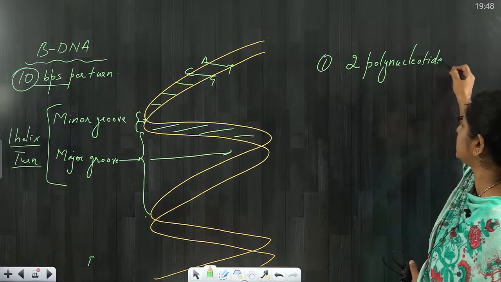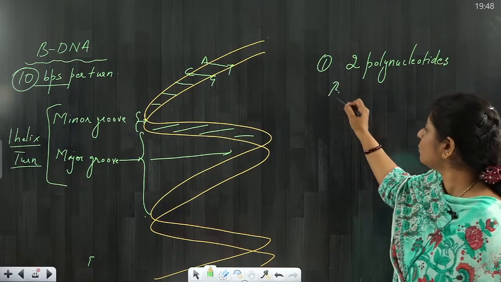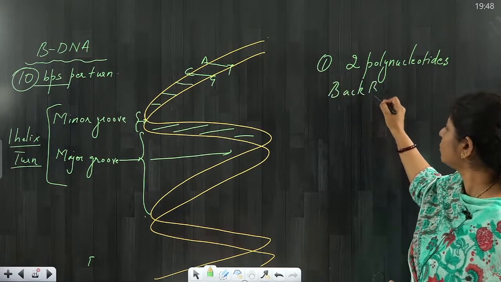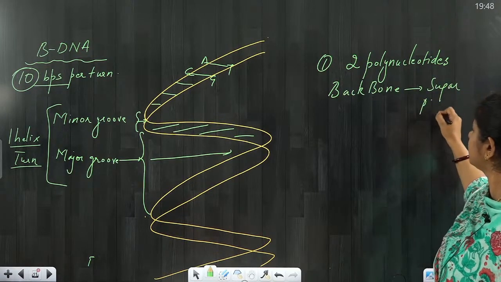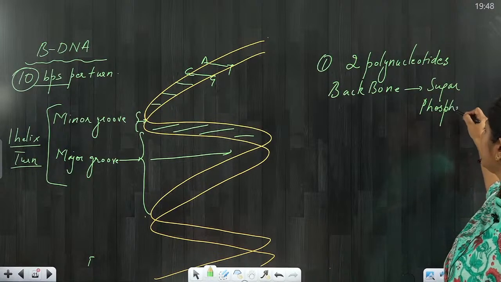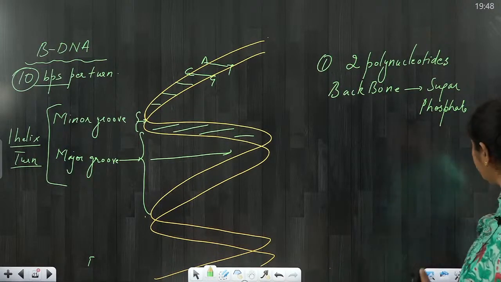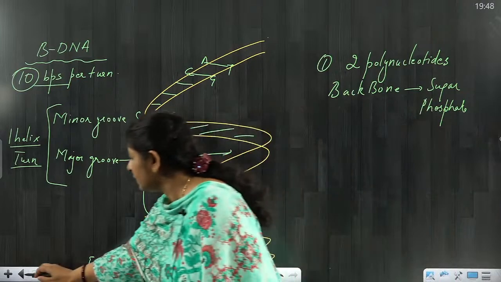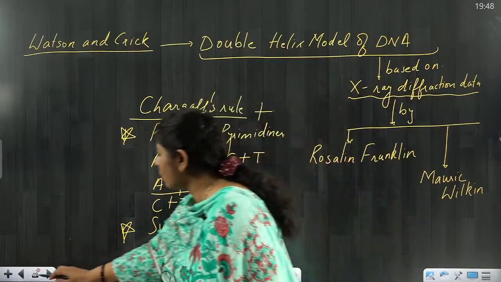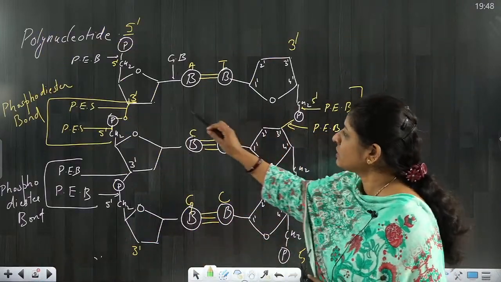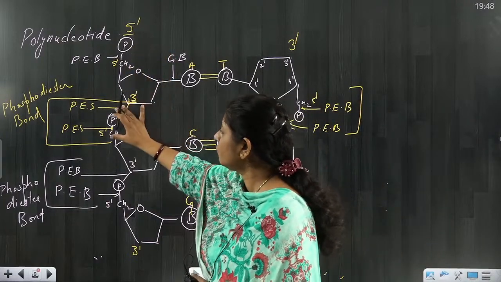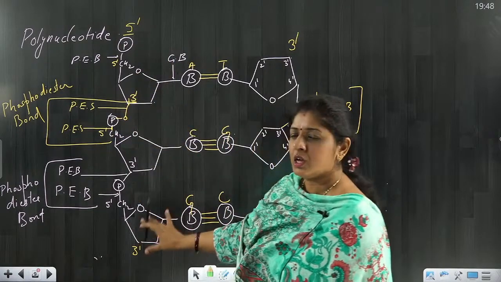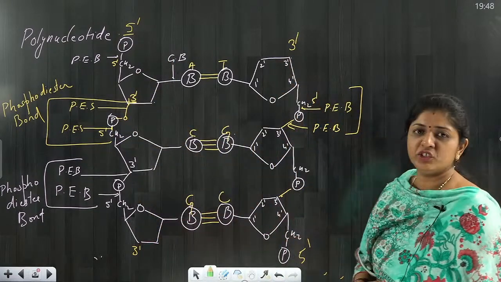Polynucleotide chains whose backbone is made up of sugar and the phosphate. Now what do you mean by backbone? If I show you the previous structure of DNA, can you see this is phosphorus, sugar, phosphate group, sugar, phosphate, sugar. This is a backbone for both the polynucleotide chains.